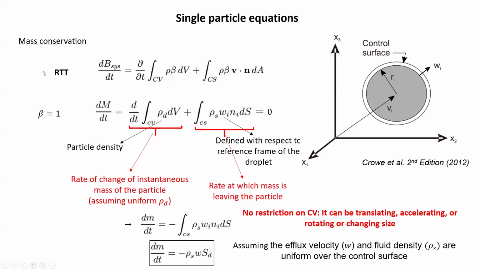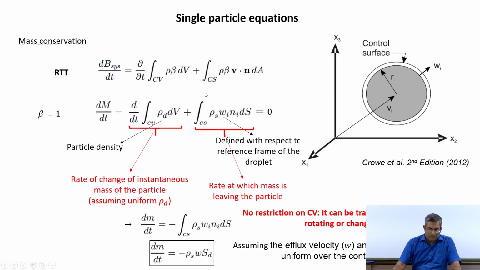So, for the mass conservation, we have to consider the parameter beta equal to 1, and then the transport theorem can be written as this. From mass conservation we know that the rate of change of mass should be equal to 0. Here you should understand the difference: the capital M refers to the system mass, which is 0, but the small m refers to the instantaneous mass of the particle.